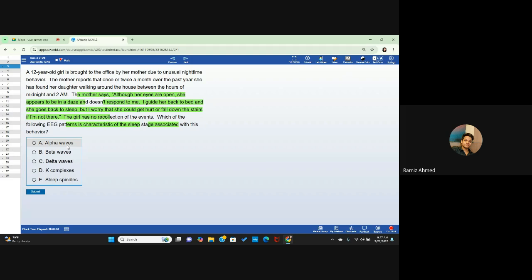Somnambulism. Okay, anybody else? What is she having? She's walking. Sleepwalking. Yeah, very good. So in sleepwalking, what do you see? What type of waves do you see? I think it's deep sleep, REM, theta waves, right? And three. Non-REM sleep, I think. It's a non-REM sleep disorder. So we agree with C.